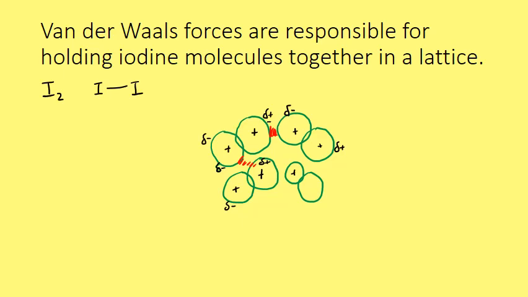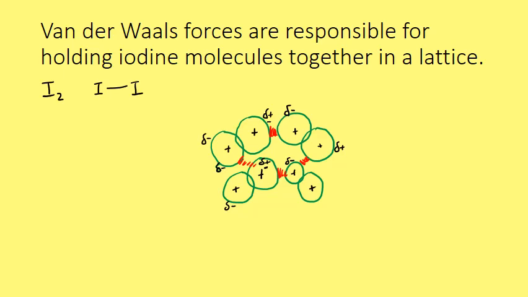And if this one here is positive, then this one here is going to be negative. So you're going to get another little electrostatic attraction here. And then this one was negative, this one here, so you get another little electrostatic attraction here. And you can see that this is going to build up to be a regular structure.